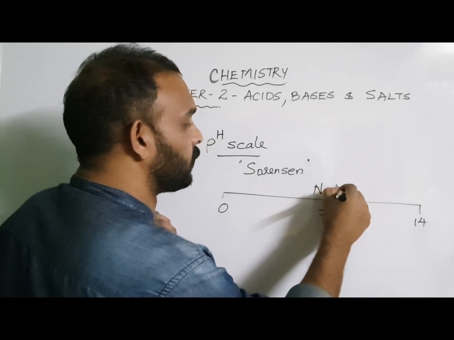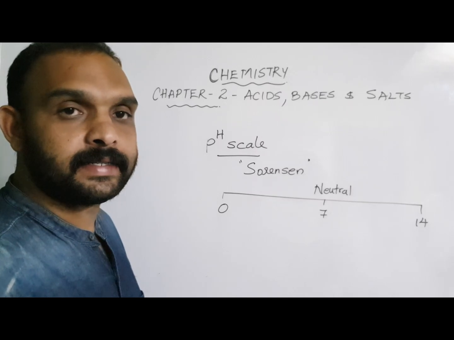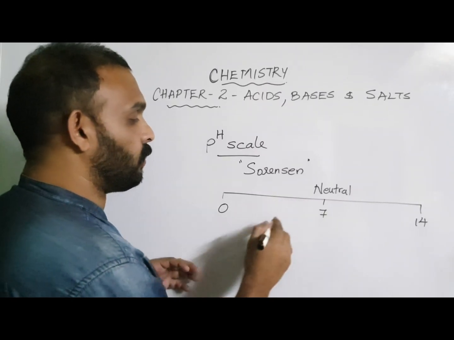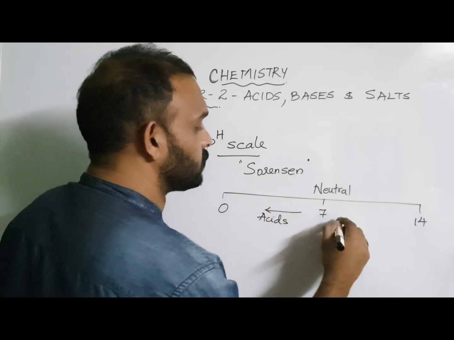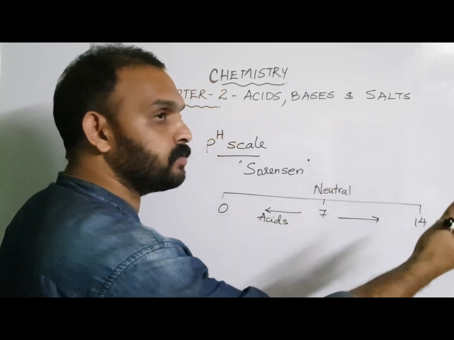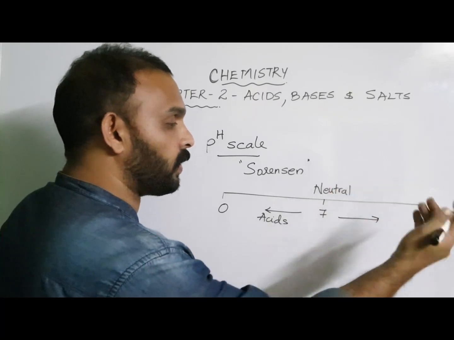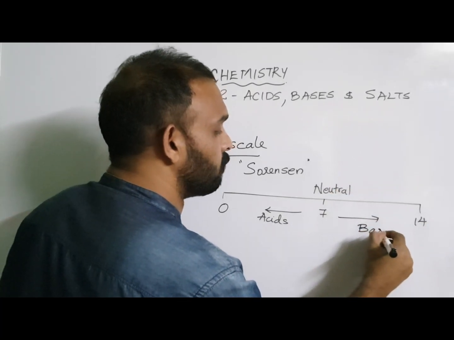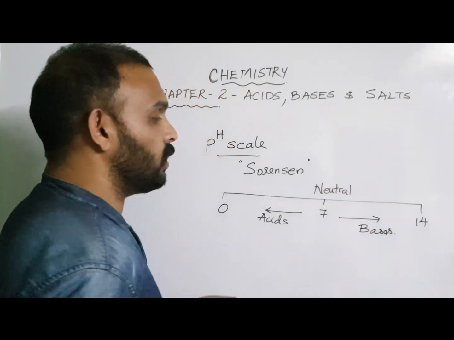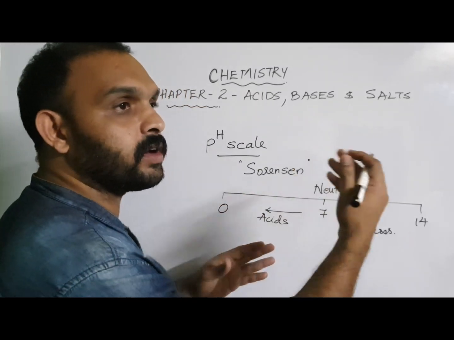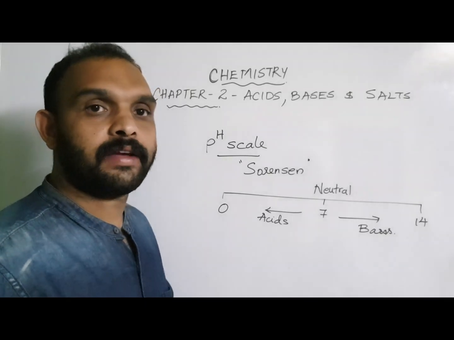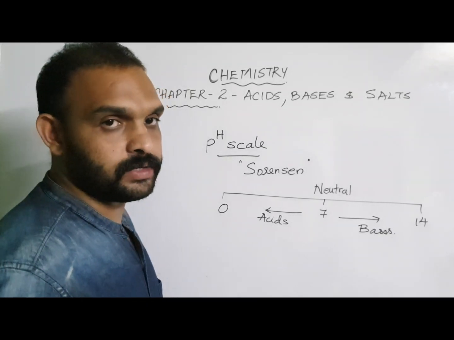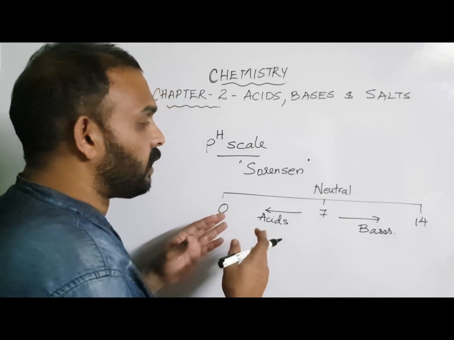The pH scale runs from 0 to 14, where 7 is treated as neutral. From 7 to 0, all these are acids. And as you move from 7 to 14, all these are bases. So on the right side of 7 we can see the bases, and on the left side, the acids. And there also we have a separation.